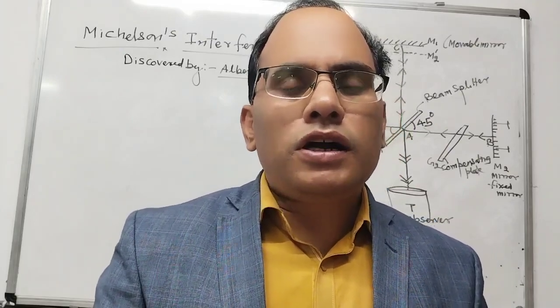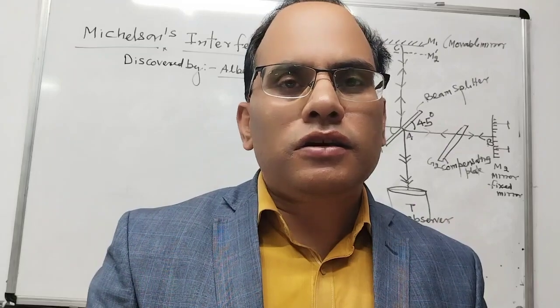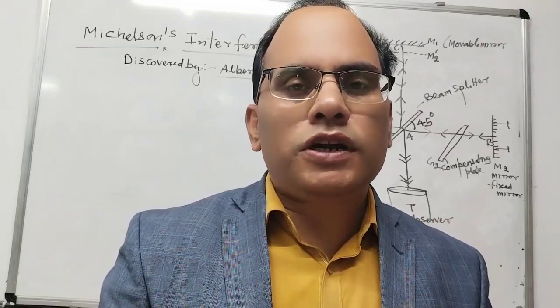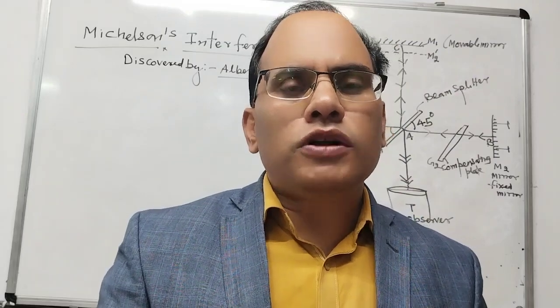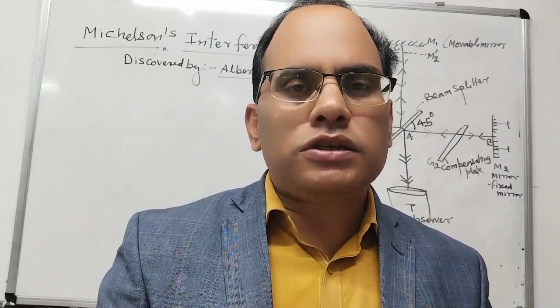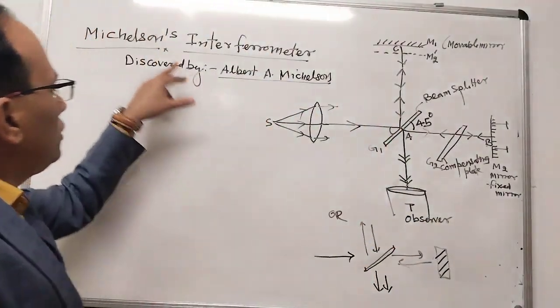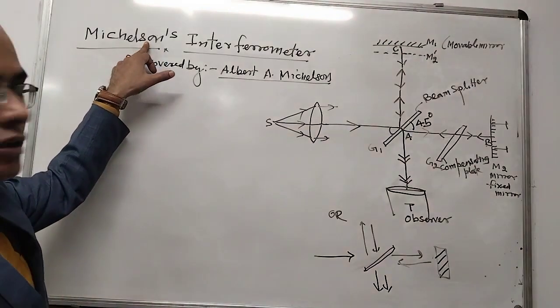Actually, the full name of Michelson is Albert A. Michelson. He was born in Germany and came to the United States at the age of 2 with his parents. His most important contribution is the Michelson-Morley experiment, a collaborative work. So let us understand the concept of that. Michelson is the name of the scientist.